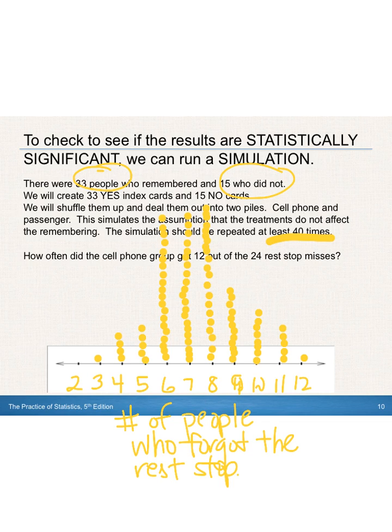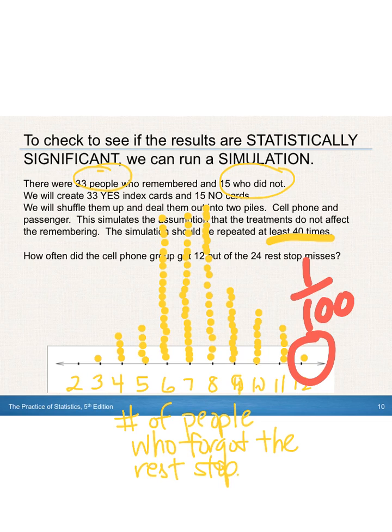So the simulation was run 100 times. The 33 yeses and the 15 nos were put in a pile, shuffled together, and put in cell phone or passenger, and only 1 out of 100 times did a 12 happen just by random chance. So this result of 12 out of 24 forgetting the rest stop would be considered statistically significant because it only happened 1 out of 100 times when it was done by random chance.